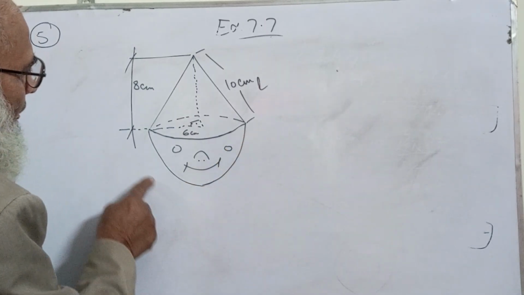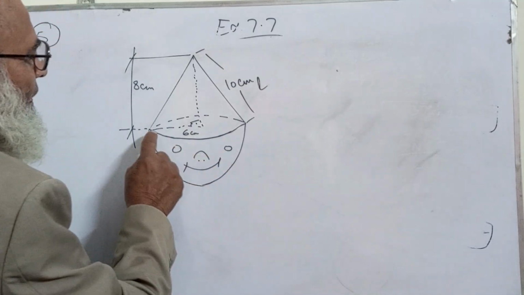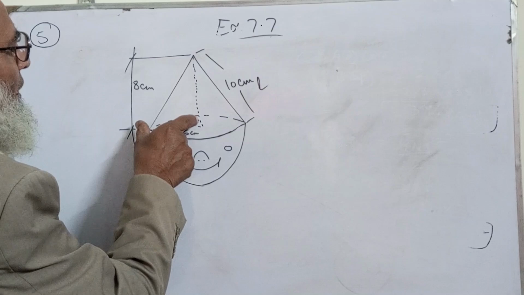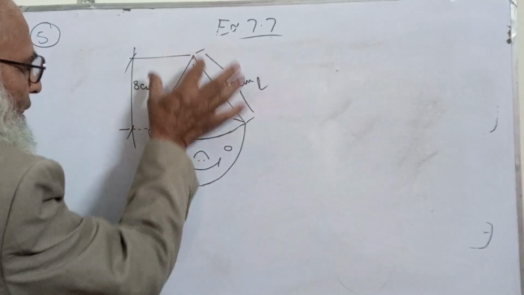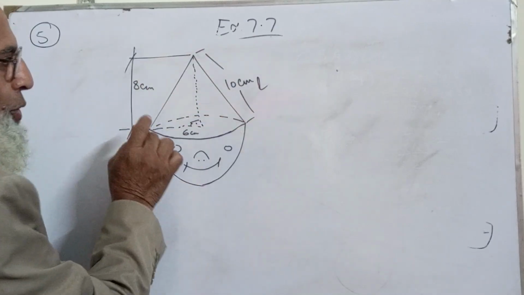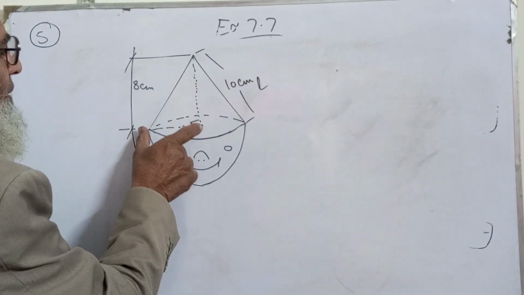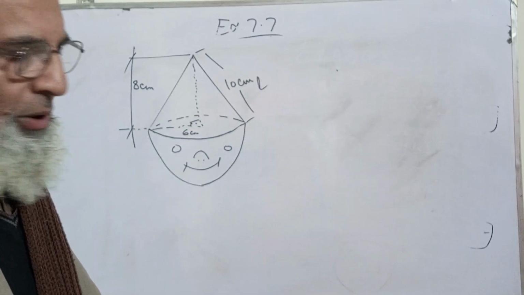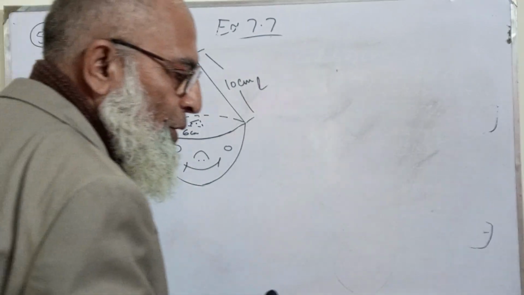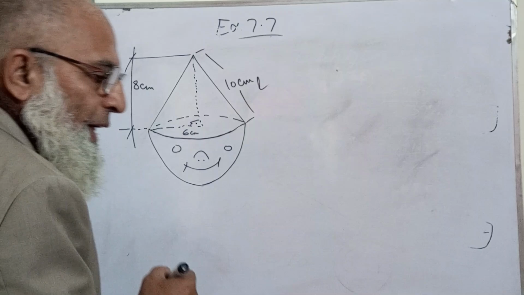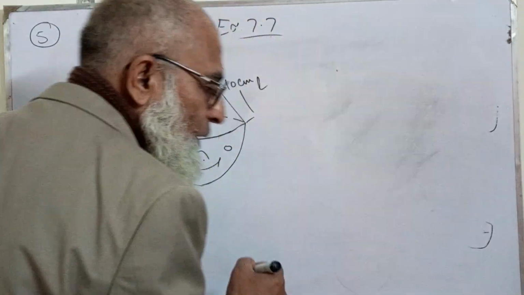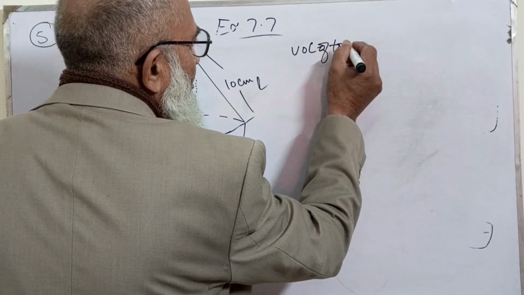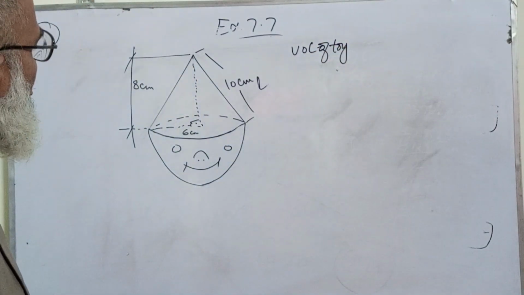This is a half ball or half sphere, and the radius of this cone is 6 centimeter and the cone is attached point to point on it, therefore the radius of the sphere is also 6 centimeter. This is understood. Now, what we have to find is the volume of the toy. First we have to find the volume of the toy.